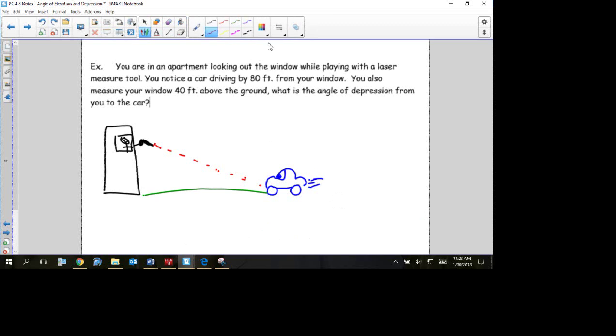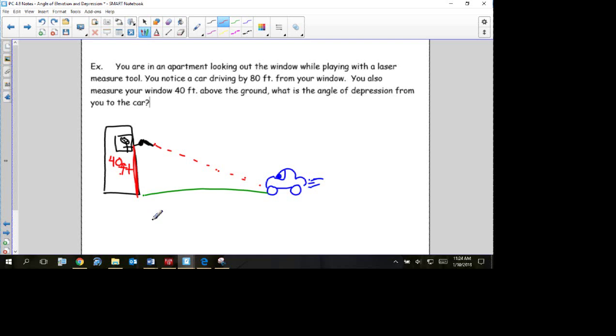So what information do we have? We measured that you're 40 feet up. And you also measured that the car is 80 feet from your window. Where do I put 80? Think about when you use this laser to measure. It should be the hypotenuse that's 80 feet.